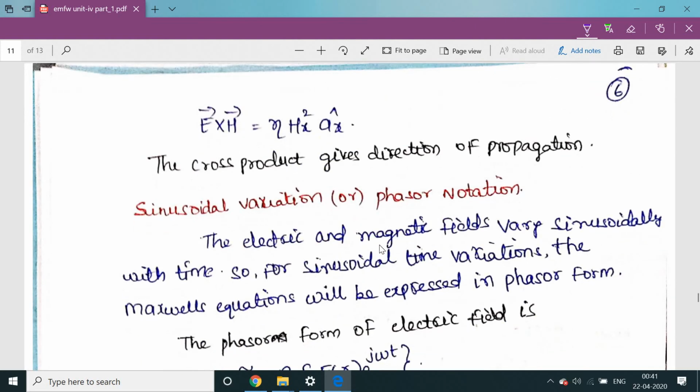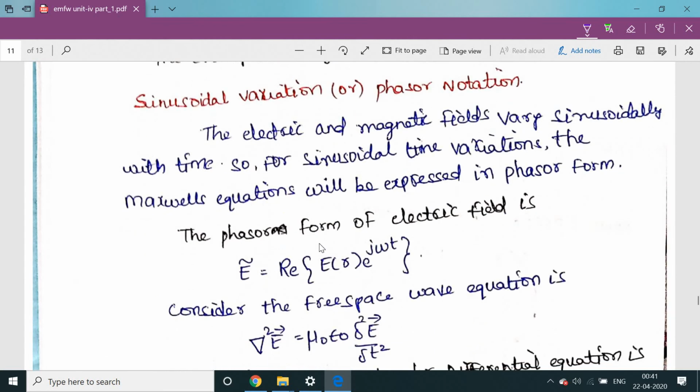So next is sinusoidal variation or phasor notation. See, generally the electric and magnetic fields vary sinusoidally with time. So for sinusoidal time variation, Maxwell's equations will be expressed in phasor form. So the phasor form of the electric field is given as this. We'll consider the real part of E of r e power j omega t.